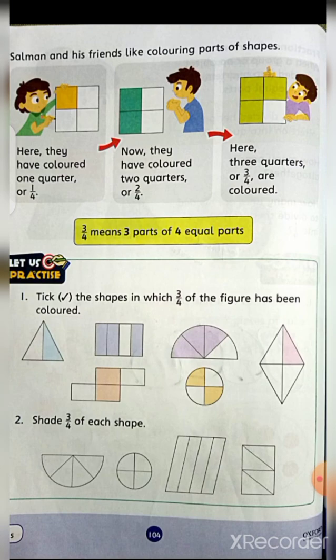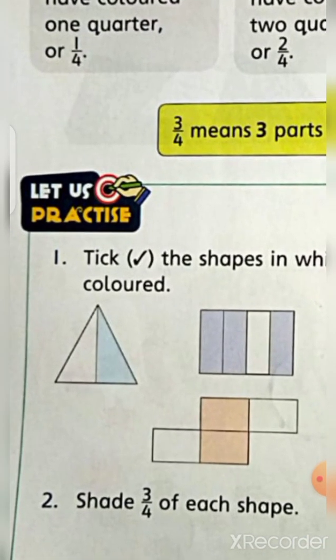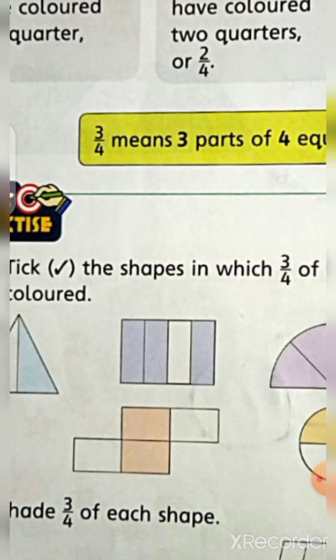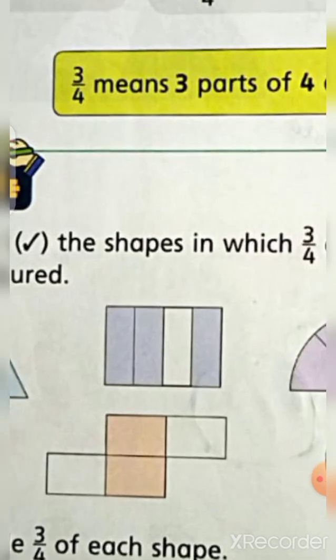Let's practice. Pick the shapes in which 3/4 of the figure has been colored. Look carefully at all the shapes and decide which figure is divided into 4 equal parts and which figure has 3 parts shaded. Figure number 1, is it 3 over 4? No, because the figure is divided only into 2 equal parts. This one, very good. This is divided into 4 equal parts and out of 4, 3 parts are shaded. This is 3/4 or 3 over 4.